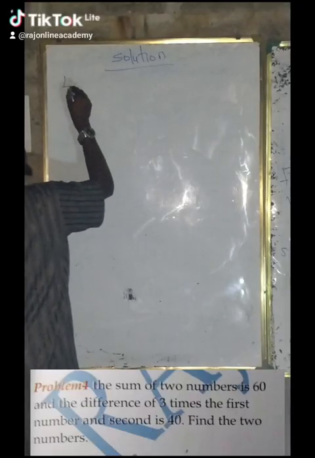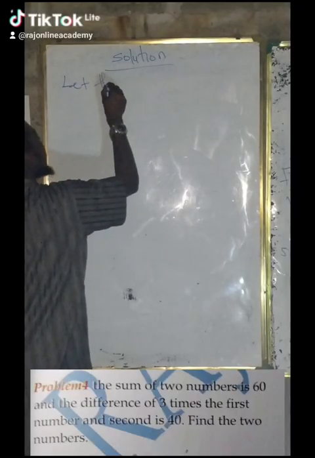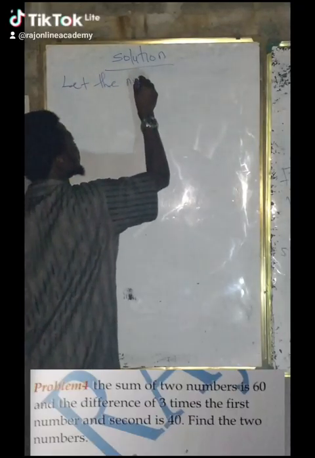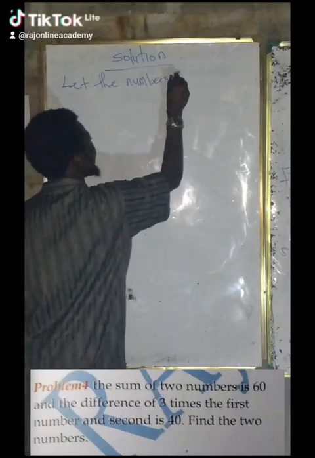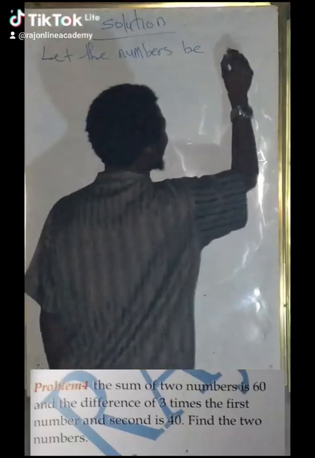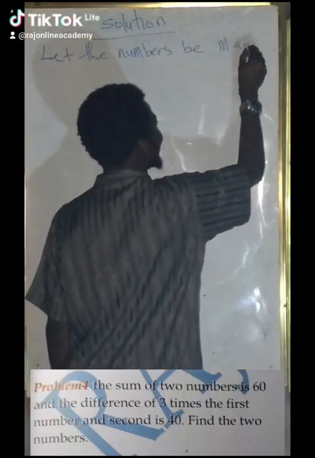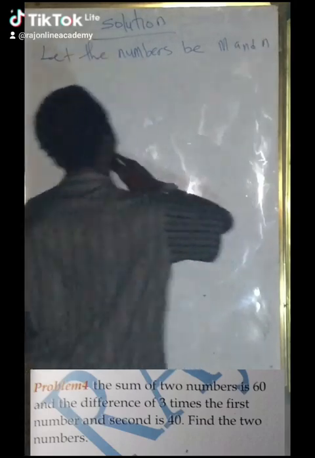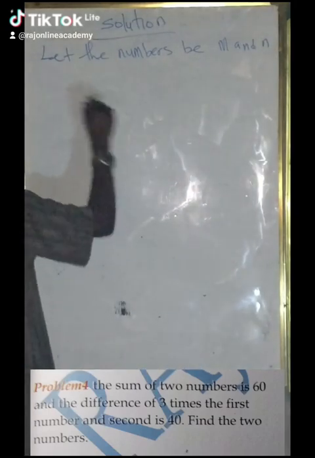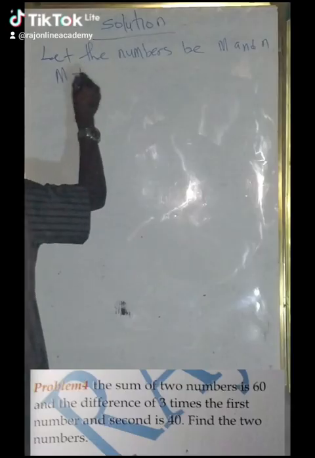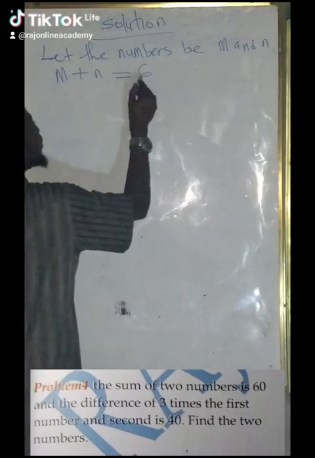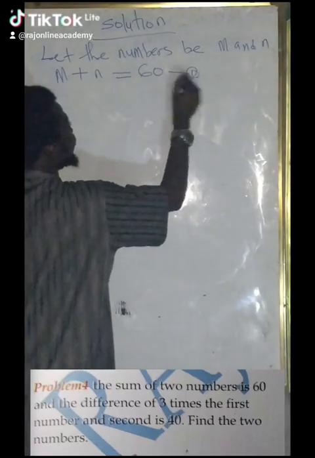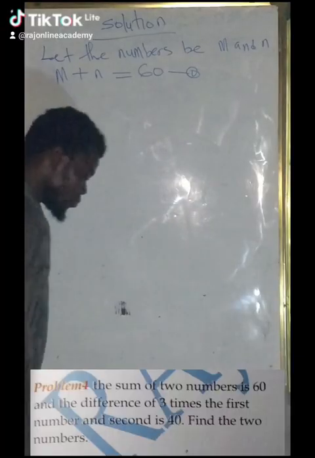Now, the sum of two numbers is 60. Let the numbers be, this time I will say, M and N. The sum of two numbers is 60. Now M plus N is equal to 60, right? Call this equation 1.